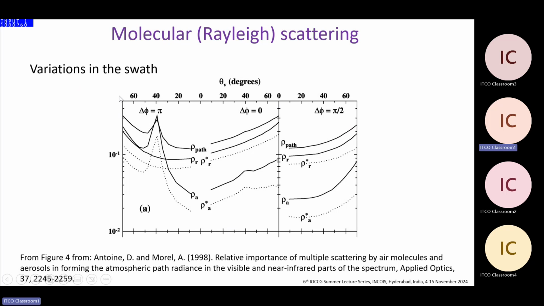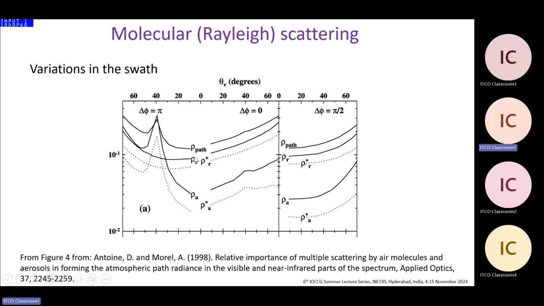So the horizontal axis here is the view angle from 0 to 60 in that part and 0 to 60 here. But for these two planes, the solar plane and the anti-solar plane, the solar plane is when you are basically looking in the direction of the sun, and the anti-solar plane is 180 degrees away from this. And the panel on the right is for the perpendicular plane at 90 degrees.